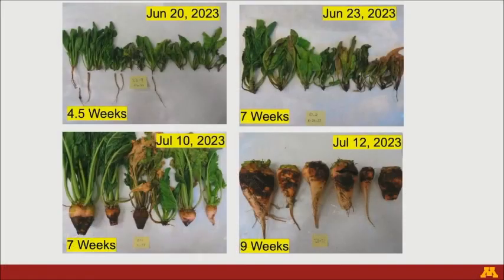It can survive in the soil for 2 to 3 years. Good examples are some of the samples received from your fields here. This is from 4.5 weeks to 7 weeks to 9 weeks. These look very similar to what I showed from our inoculated trials. Again, rhizoctonia comes a little bit later in the season.